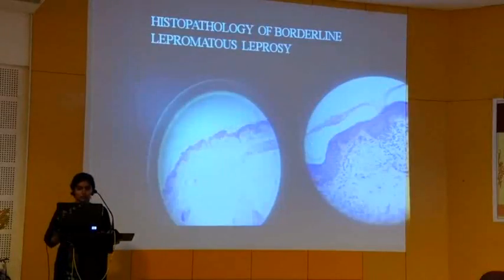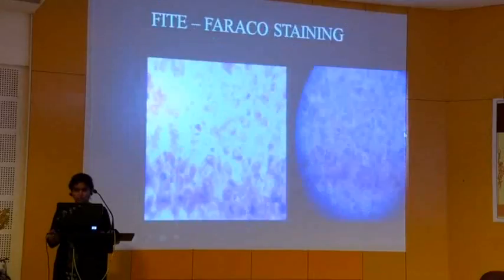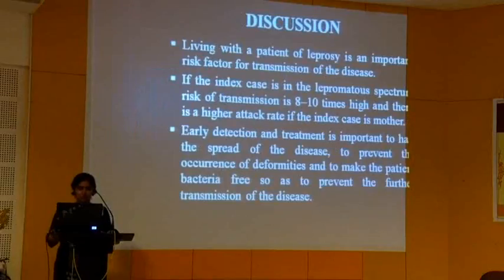Histopathology also revealed borderline lepromatous leprosy features, that is, there is thinning of the epidermis and multiple mononuclear cells with few foam cells. Fite-Faraco staining was done, which revealed multiple solidly stained bacilli arranged in clumps.